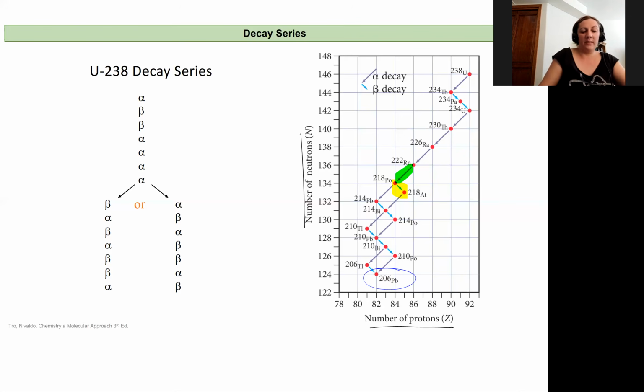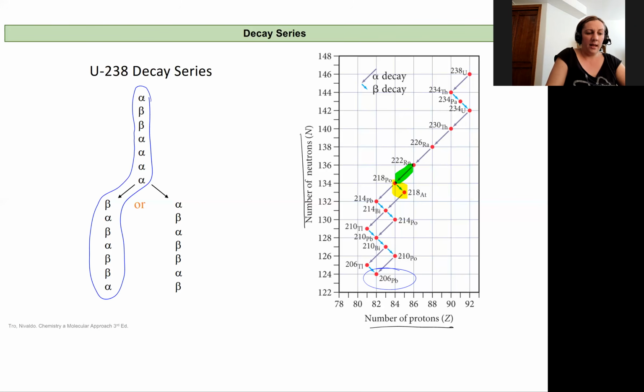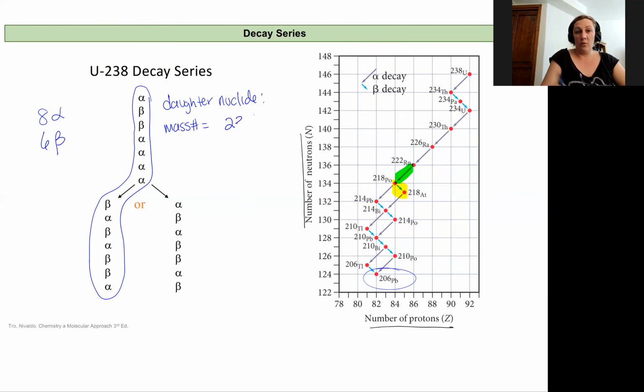So we can double check this. I'm just going to do this example for one of these, this left-hand route. If I count these up, I'm going to have 8 alpha decays, and I'm going to have 6 beta decays. So to see if I end up at lead-206, for my daughter nuclide, my mass number is going to be equal to the 238 I start with for uranium, minus 4 times 8, the 8 alpha decays that I undergo. And that's going to give me a value of 206.